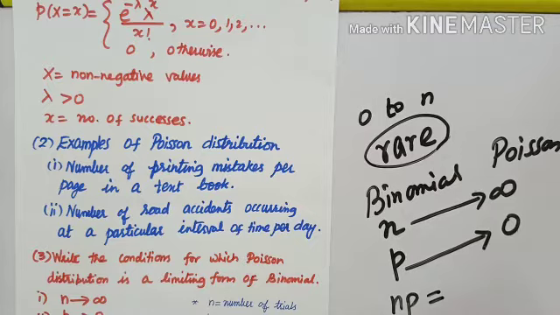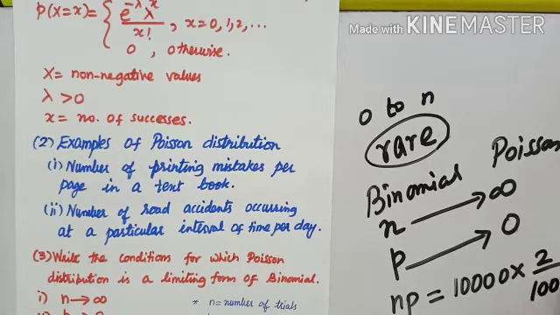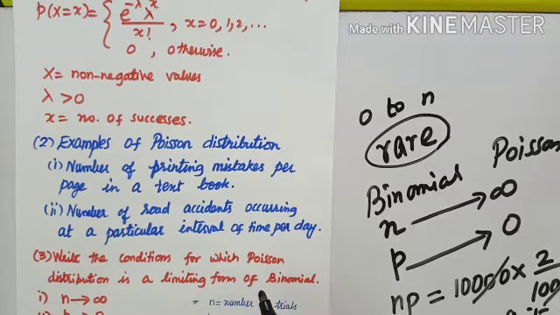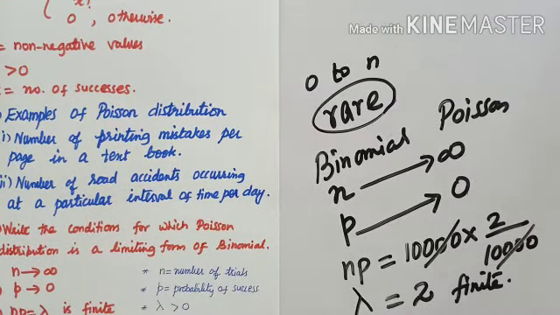What would be my answer? Say 10,000 vehicles are passing and 2 out of that meet with an accident. If I multiply, my answer is 2, which is neither very small nor very big. I can say it is a finite quantity. This is the condition for binomial to become Poisson. n tends to infinity, p tends to 0, np, the product, is a finite quantity. That finite quantity only we call lambda. So in exercise problems, n and p are given, multiply to get lambda.